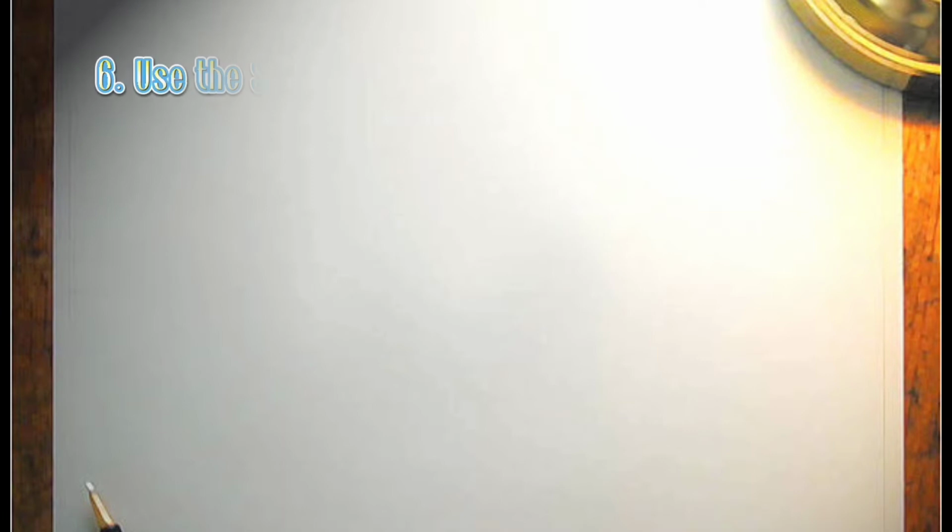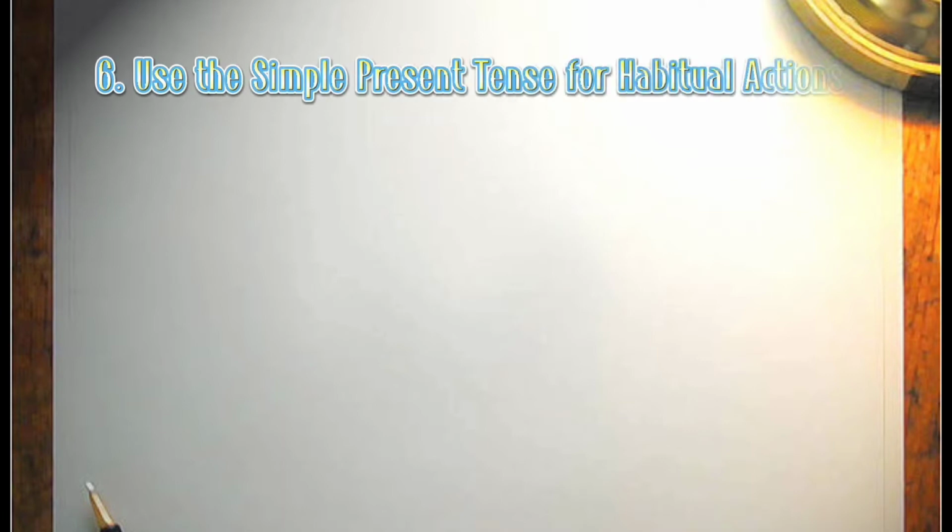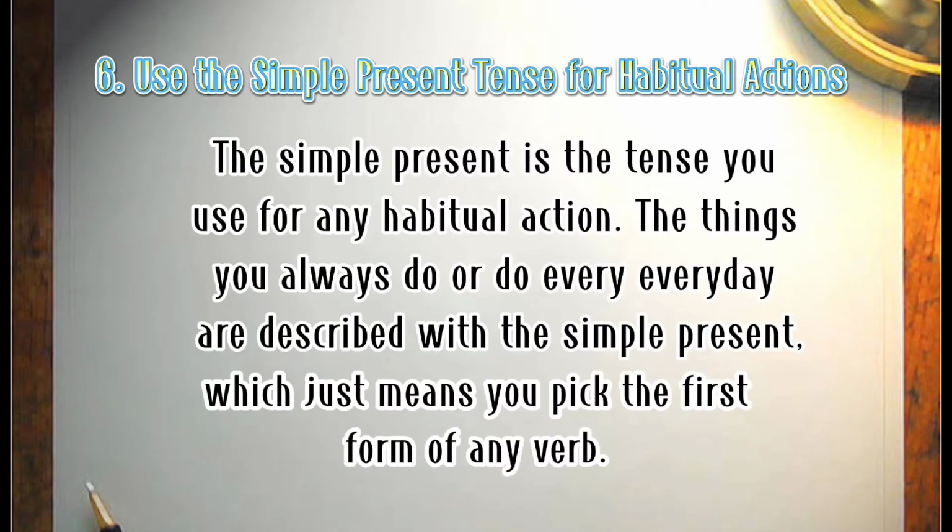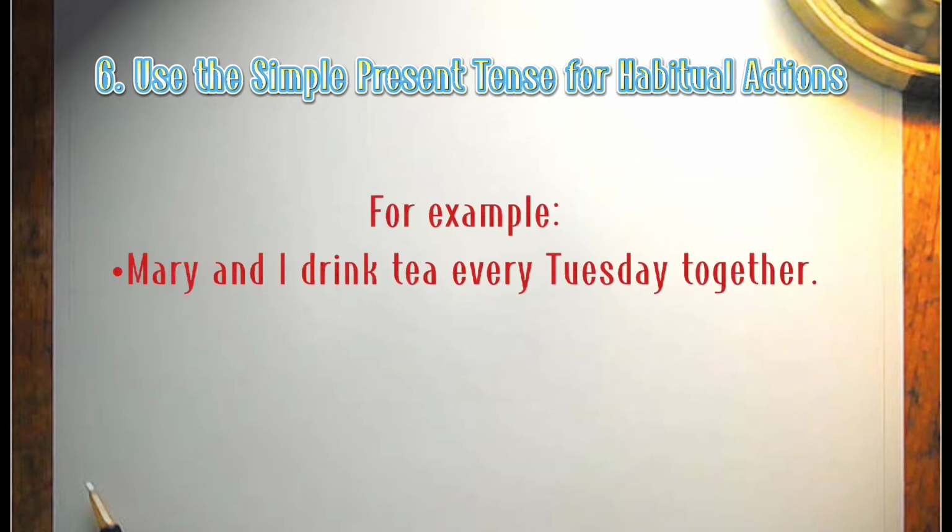Did you get it? Next rule is use the simple present tense for habitual actions. The simple present tense is the tense you use for any habitual action. The things you always do or do every day are described with the simple present, which just means you pick up the first form of any verb. For example, Mary and I drink tea every Tuesday together.